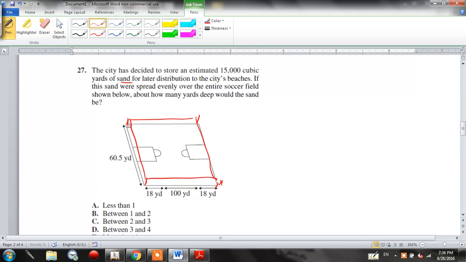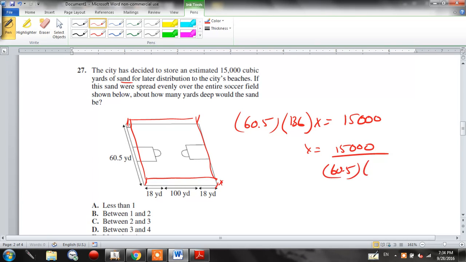So the volume of this thing, length times width times height, would be 60.5 times all of this. You add this together, that's 100 plus 18, 136. That's length times width, and times height is going to be the x. Okay, we want this to be 15,000 cubic yards, and then you just solve for x. You divide both sides by this and this, so x is going to be 15,000 divided by 60.5 and 136, and this came out to be 1.8 or something like that. 1.83. This symbol means approximately. That's that.